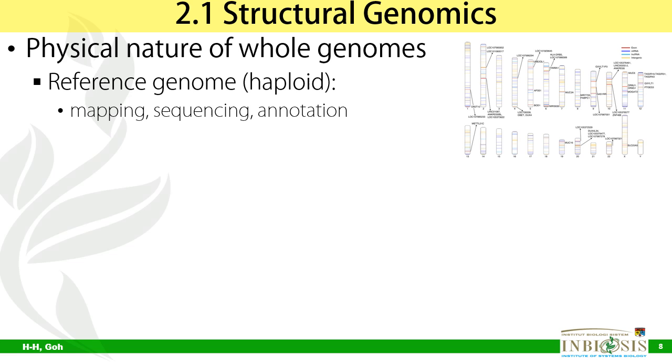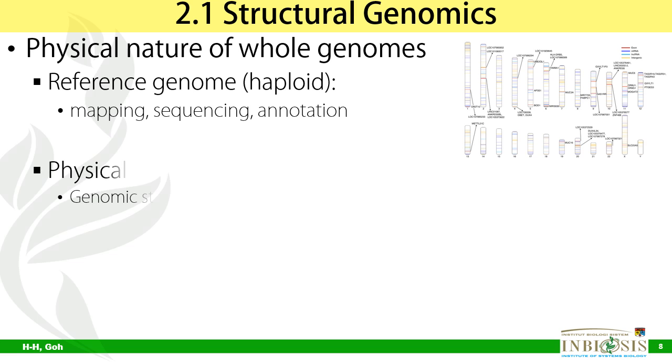Structural genomics deals with the physical nature of whole genomes. This includes generating the reference genome, which is often haploid, meaning half of the total genetic makeup, since the majority of organisms are diploid. For example, in the human, there are 22 pairs of somatic chromosomes and 2 sex chromosomes. These involve mapping, sequencing, and annotation of the genes.